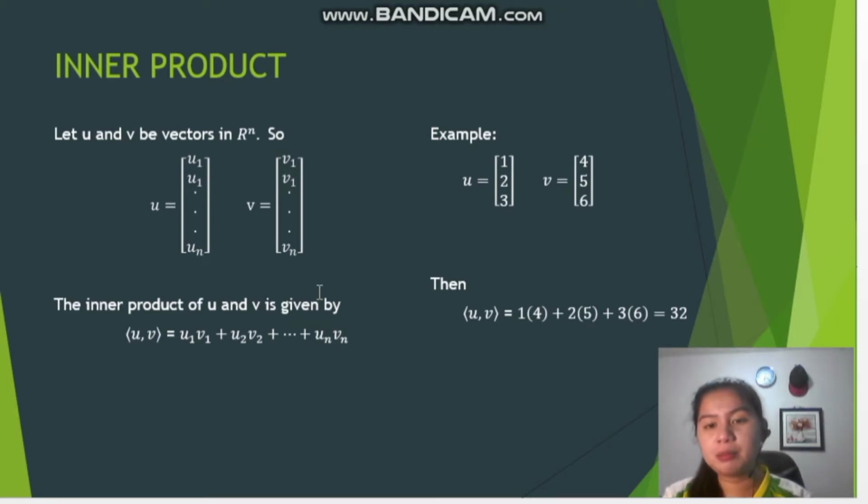So, example. Simple lang naman example natin. I have here a vector U which contains elements 1, 2, and 3, and then V which contains 4, 5, and 6. So, the inner product of U and V, denoted as the angle bracket, is yung first element, 1, times the first element of V, so we have 1 times 4, plus the second element, which is 2, times the second element of V, which is 5, plus 3, the third element, times 6, equals 32. So, therefore, the inner product of U and V is 32. So, ganun lang kasimple yung process ni inner product.